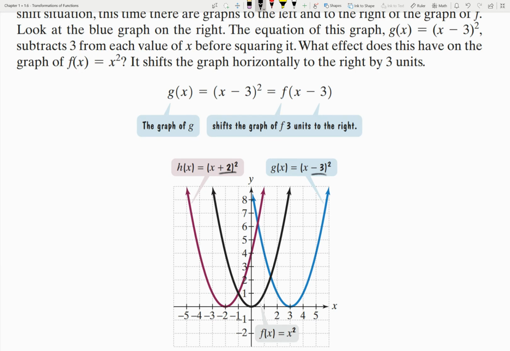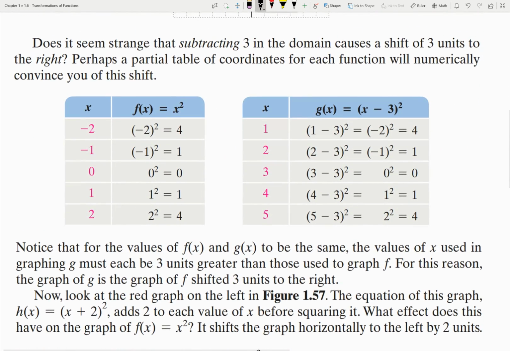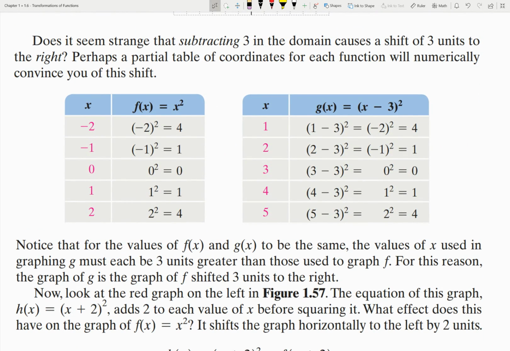Okay. This is a little bit backwards of what you think it would be, because adding something shifted in the positive direction, right, up, for vertical shifts, subtracting something from the outside shifted something down, right, in the negative direction. But for horizontal shifts, it's going to be backwards. This is strange. Subtracting 3 in the domain shifts it to the right.